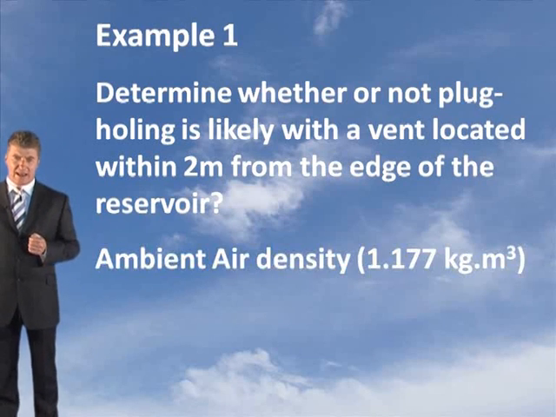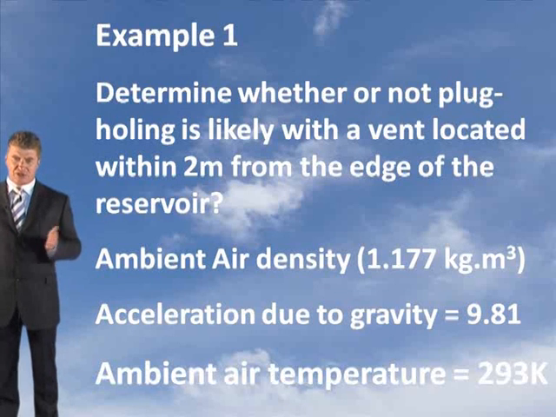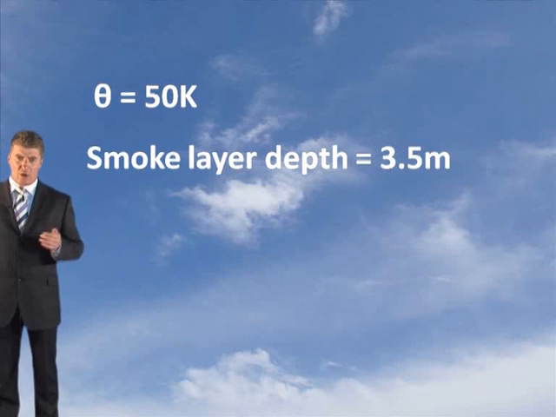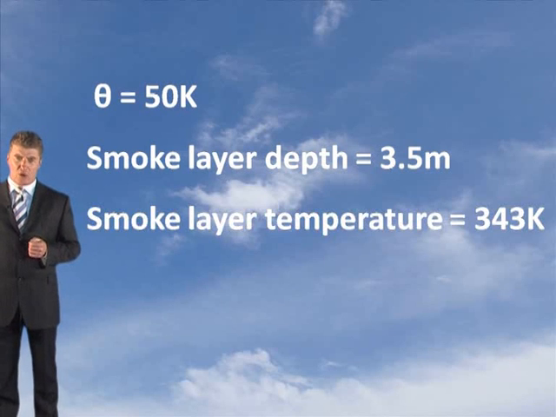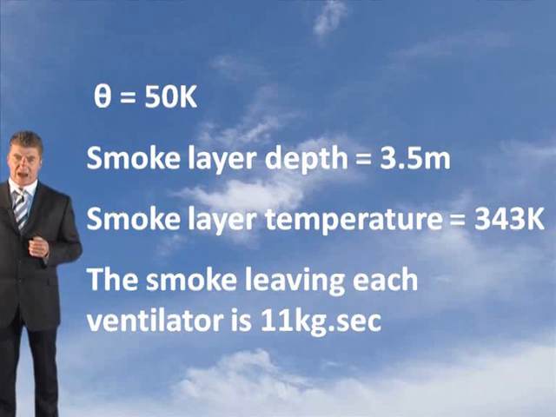Your density of ambient air is given as 1.177 kilograms per metre cubed. Acceleration due to gravity is 9.81. Your ambient air temperature is 293 degrees Kelvin. Your theta value is 50 degrees Kelvin. Your smoke layer depth is 3.5 metres. The temperature of the smoke layer is 343 degrees Kelvin. The smoke leaving each ventilator has been worked out as 11 kilograms a second.